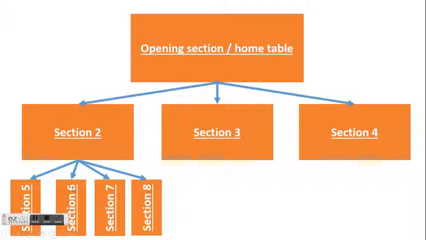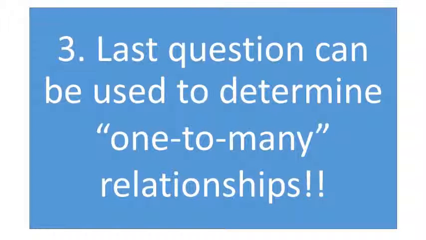These sections can be subsections of section 3. These sections can also be a subsection or subsections of section 4. These interrelationships are much easier to see when you design your Google spreadsheet diagrammatically. The third key concept to remember is that the last question in a section can be used to determine one-to-many relationships.